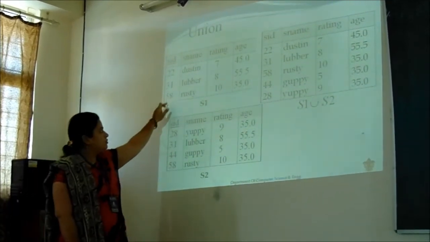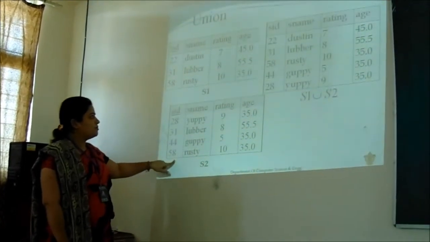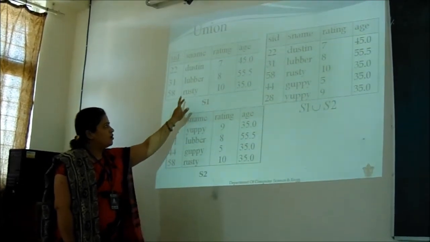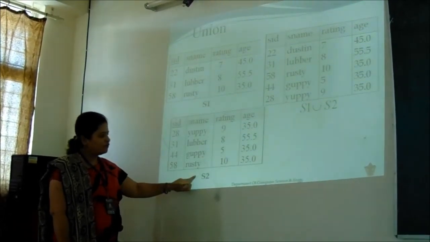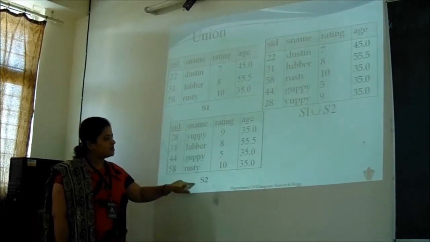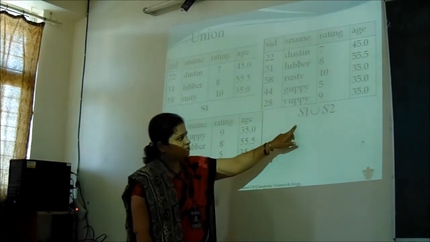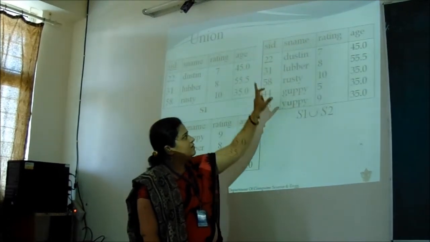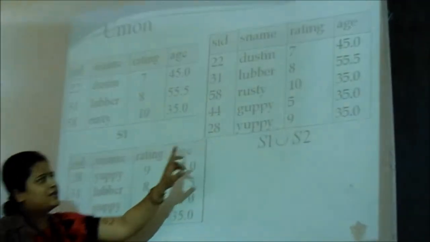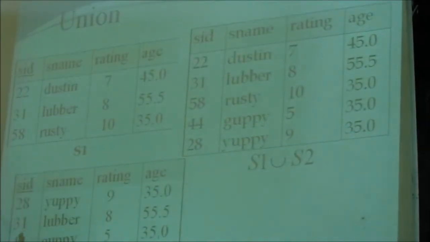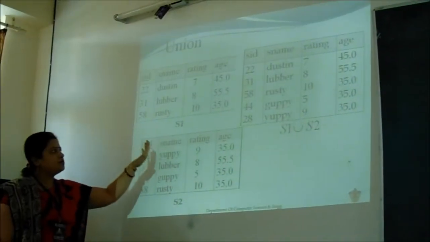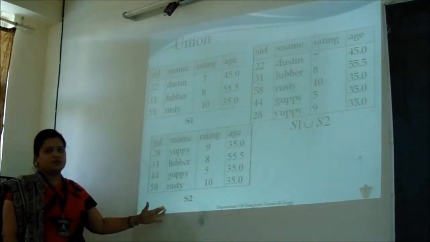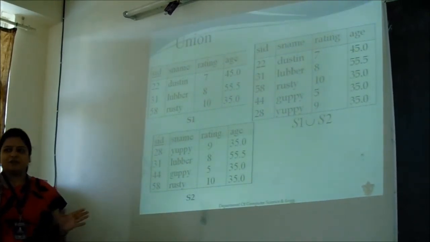It takes all the rows. First it checks the compatibility, whether the number of fields of S1 is the same as the number of fields of S2. If both are the same, the union operation can easily be performed. After performing S1 union S2, we get the desired result, and the result contains rows and columns similar to the base relations S1 and S2, and it eliminates the duplicate values.